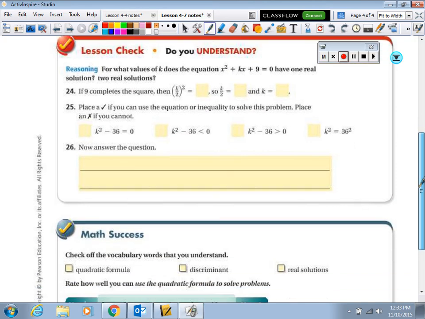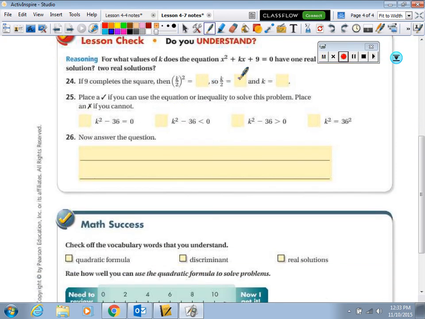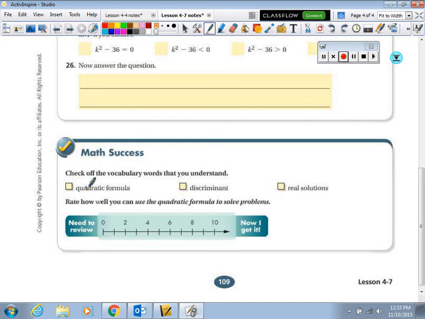I'll have the answers so you can check, and then this is, do you understand how all that works? And your vocabulary: quadratic formula, discriminant, and real solutions.